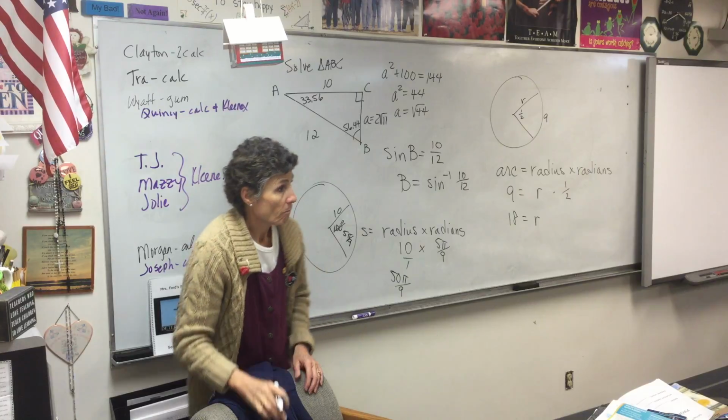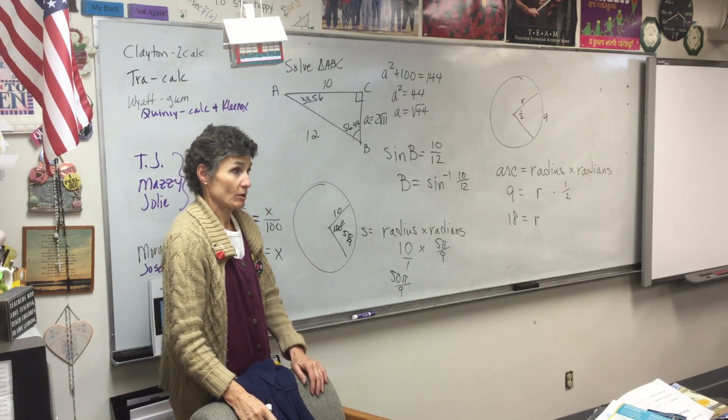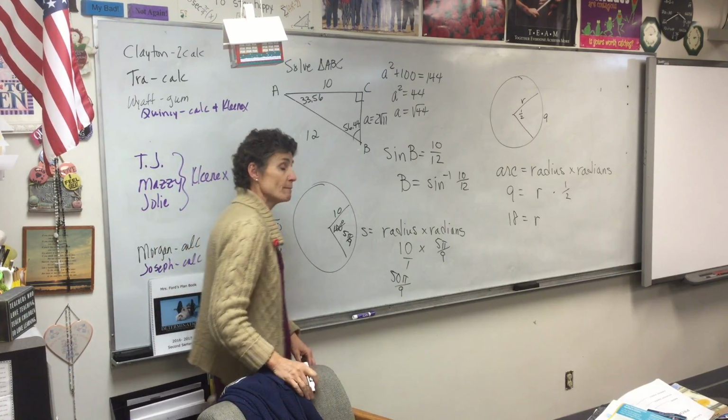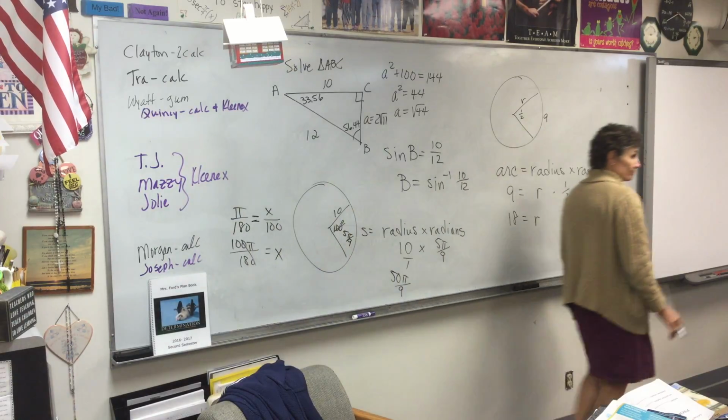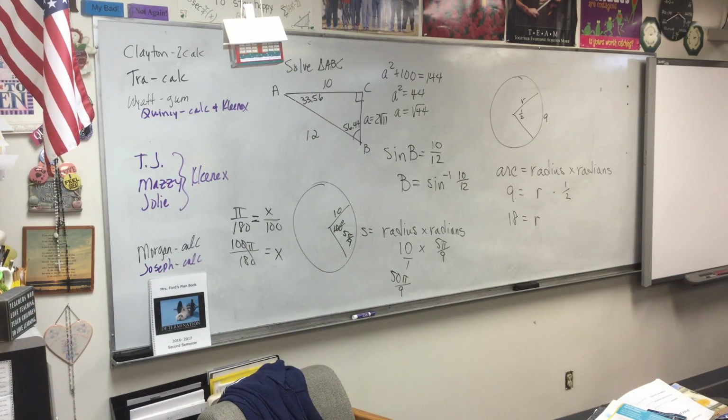How do you know 1/2 is in radians? Because there's no degree mark on it. If there's no degree mark on it, it's a radian measurement. Radians are used so commonly that no mark is made. People just know it's a radian measurement.